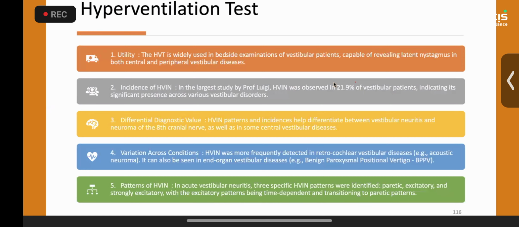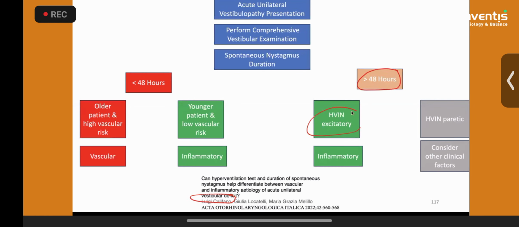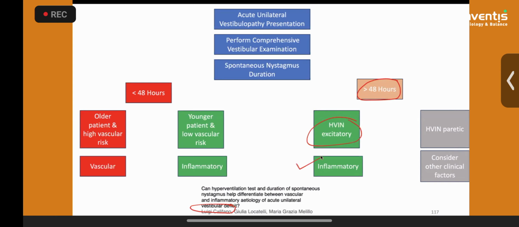It can be seen in 22% of the vestibular patients. It is capable of revealing latent nystagmus. It can help to find out vestibular neuritis, acoustic neuroma, and some central vestibular disorders. And there is a very nice study by Professor Luigi, where he has come up with an algorithm where if the nystagmus duration is more than 48 hours and the patient has excitatory nystagmus, it is inflammatory in origin, and if it is paretic, consider central. So it is a very nice study.